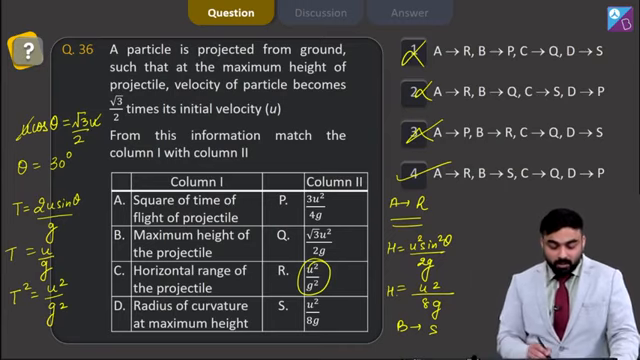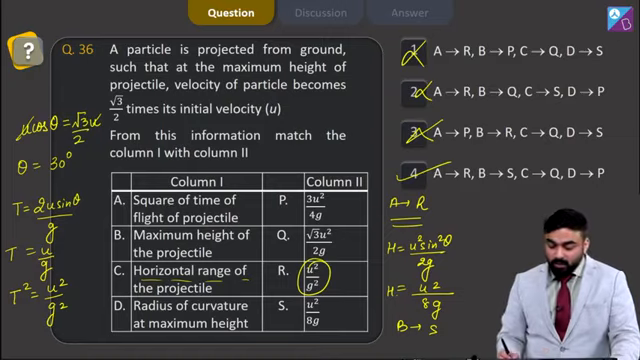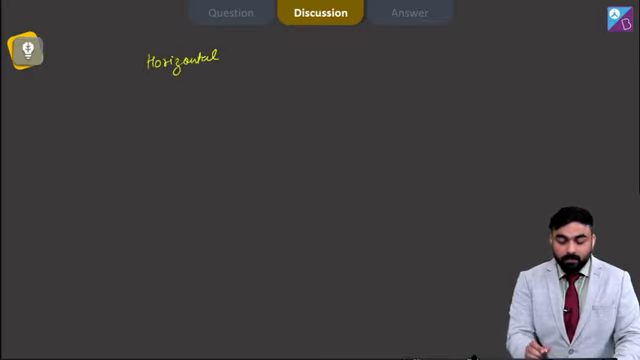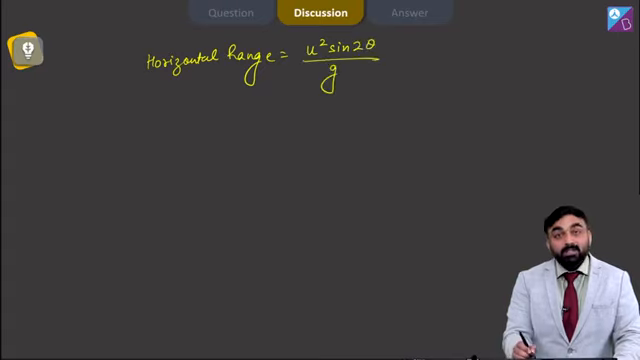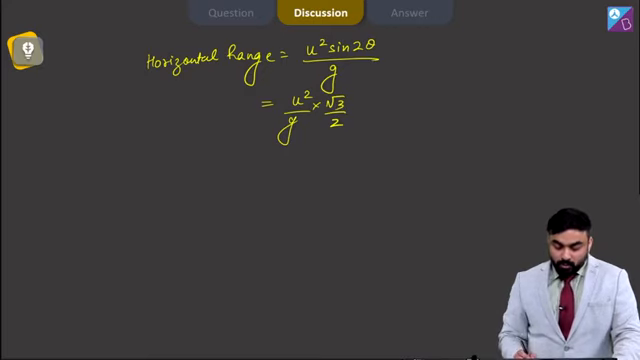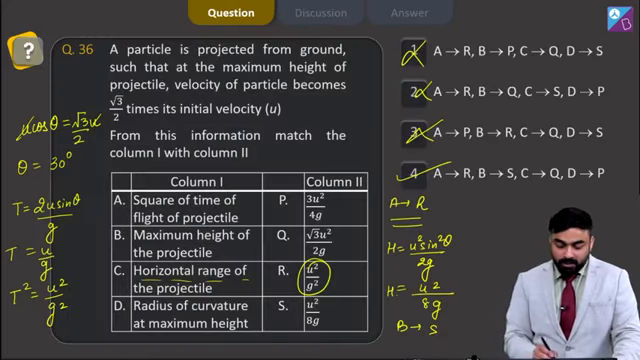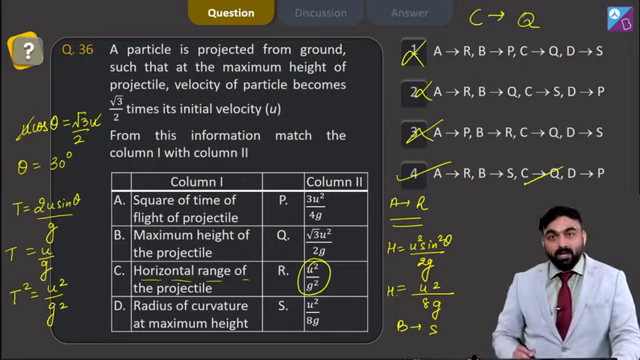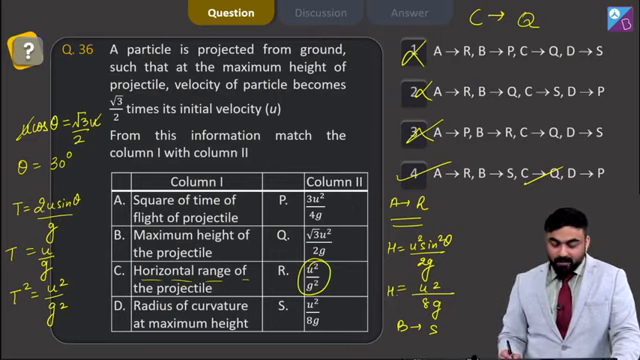But solving further, option number 3 says horizontal range of the projectile. Now horizontal range is given by u square sin 2 theta over g, that is u square over g sin 2 theta, means sin 60 degree, which is equal to root 3 by 2. So here C should be matched with Q, which is correct. Then radius of curvature at maximum height.